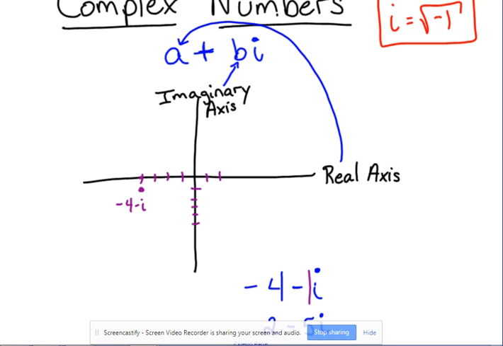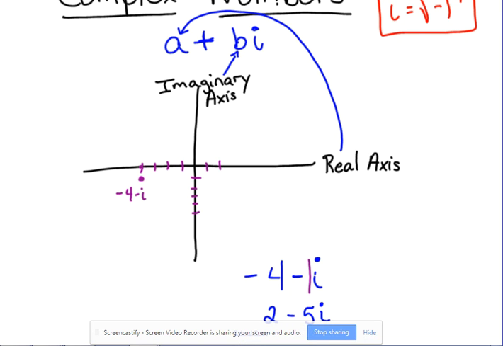So the real axis is like our x-axis. It comes first. It's the number that comes first. So you move left and right first. And then the imaginary axis is like our y-axis. It comes second. You go up or down after that.